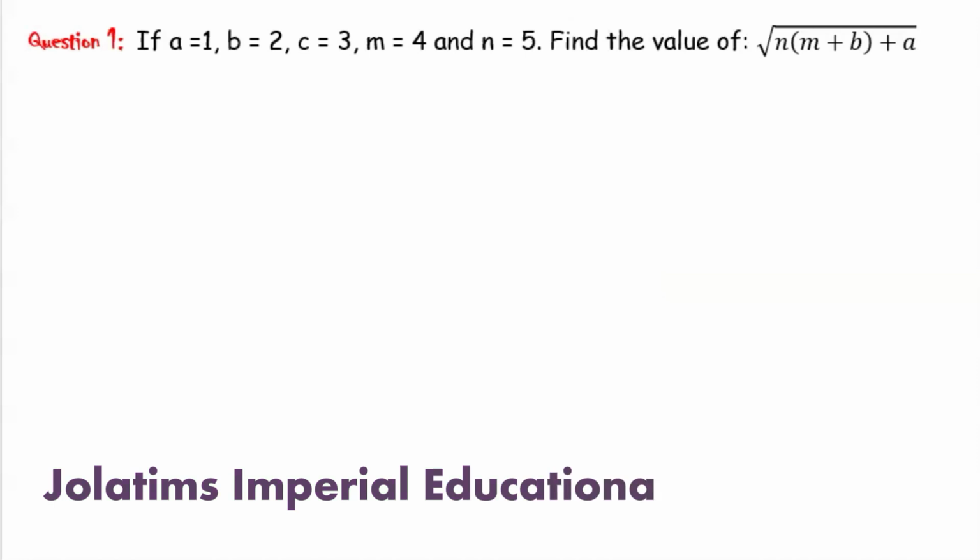In this very question, we are given some parameters that have already been defined. Just as we have a to be 1, b to be 2, c to be 3, m to be 4, and n to be 5. We are asked to find the value of the square root of n into m plus b plus a.